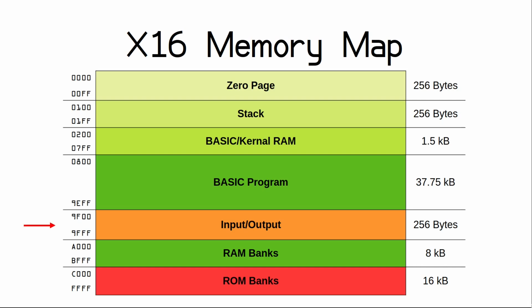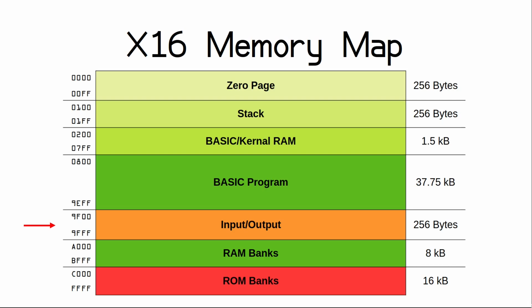The next page, from hex 9F00 to 9FFF, is not memory at all, but rather it is mapped to the input-output devices, like the VERA video and sound chip and the VIA controllers. We'll get into how to use these addresses in a later video. Just be aware for now that we can't use any of that space for storing data.